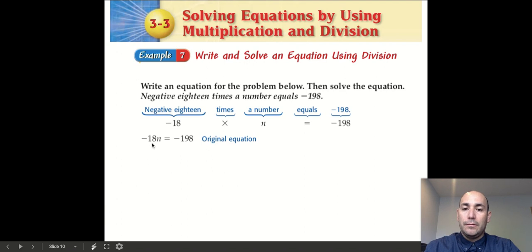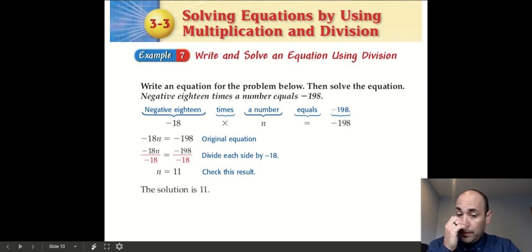And now I'm going to solve it. If I'm solving for n, I want to get rid of multiplying by negative 18. So I'm going to divide by negative 18. When I divide both sides by negative 18, these two will cancel out. And it leaves me with n equals, and then negative 198 divided by negative 18 is 11. And that's my solution. And again, you can always check your solution by substituting your answer back into the equation for the variable to see if it checks out.